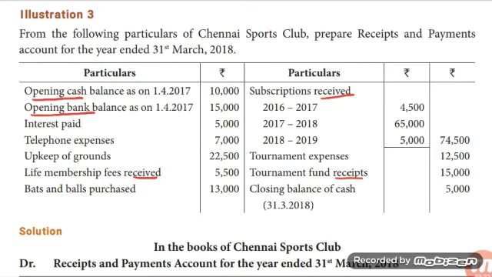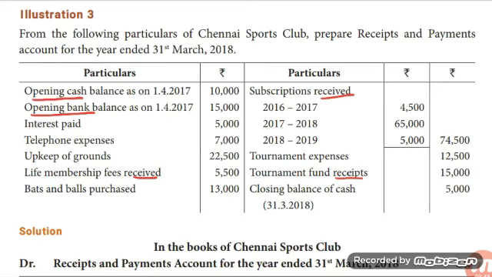Okay children, what are the debit side items? To balance brought down, cash 10,000, bank 15,000, total 25,000 in outer column. Then life membership fees received 5,500. Then To subscription received, total in outer column 74,500. Next, To tournament fund received 15,000.